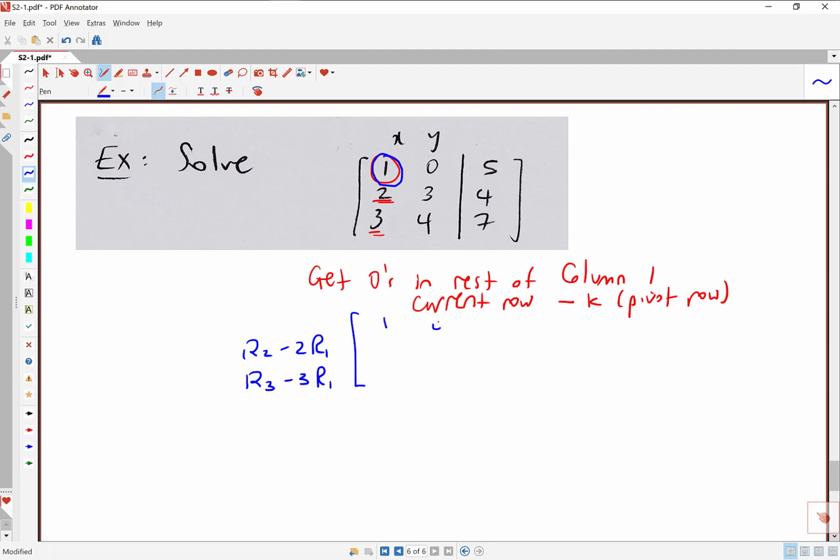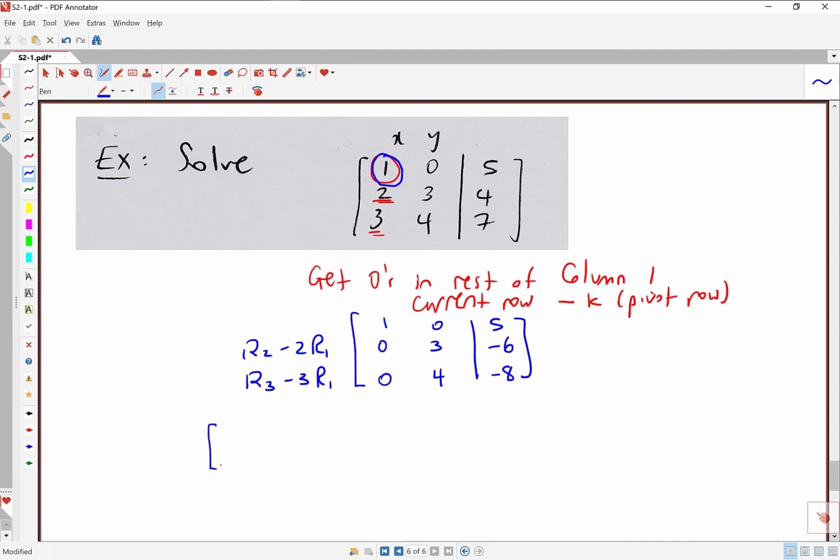Okay, and the top row will not be changing, so I'll just write that down. All right, so row 2 minus 2 row 1 is going to give us 0, 3, negative 6. Row 3 minus 3 row 1 is going to give us 0, 4, negative 8. And so now the first column is cleaned up. We got our 1 and then zeros all the way through the rest of that column.